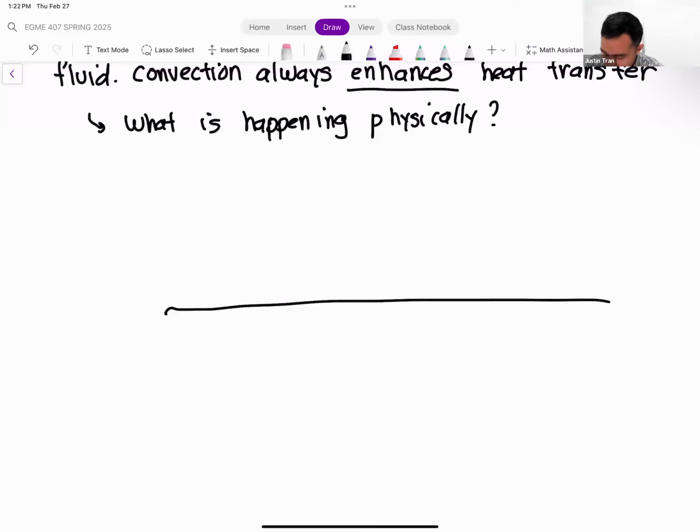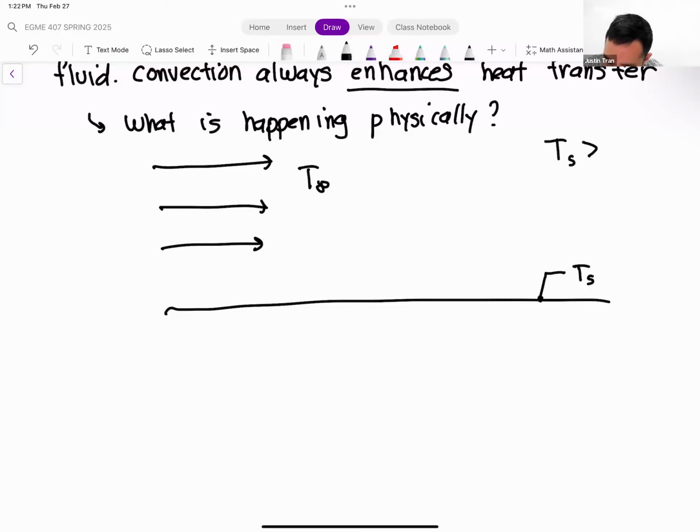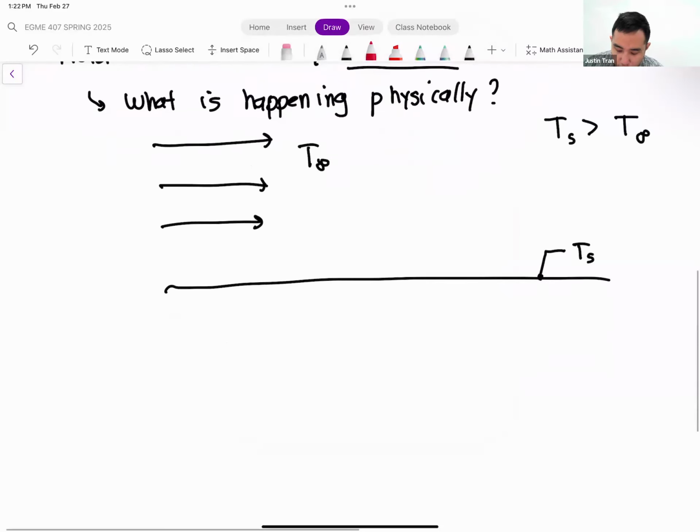And so we have a surface here. This surface is of some temperature, so we'll say it's some temperature Ts. And we have a fluid that is flowing by it. Okay, so let's say the fluid is of some different temperature, T infinity. And just for the sake of argument here, we'll say Ts is greater than T infinity. So in this case, what we expect is that there should be some heat loss from the surface, right? Because the surface is hotter than the fluid itself.